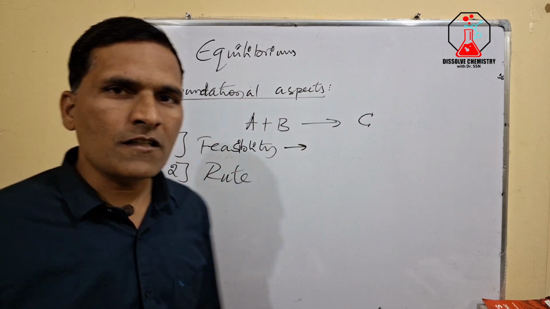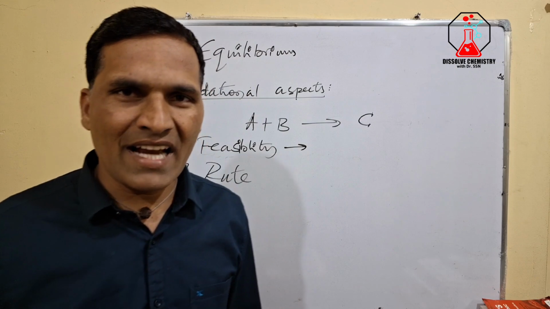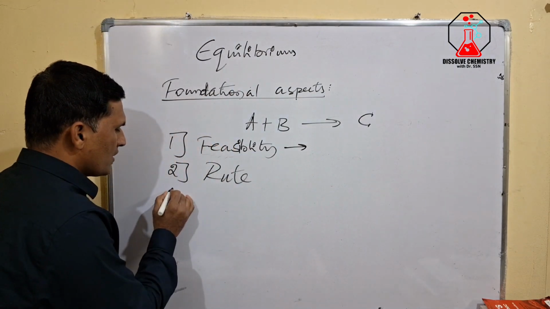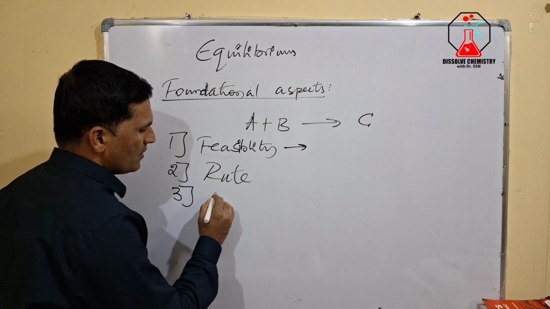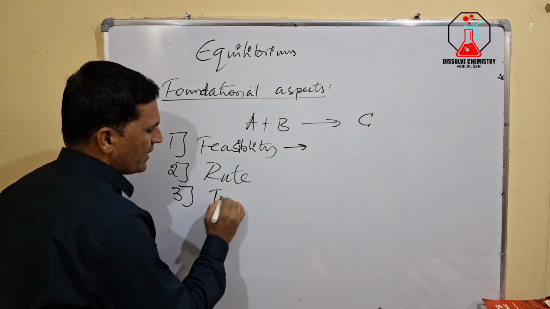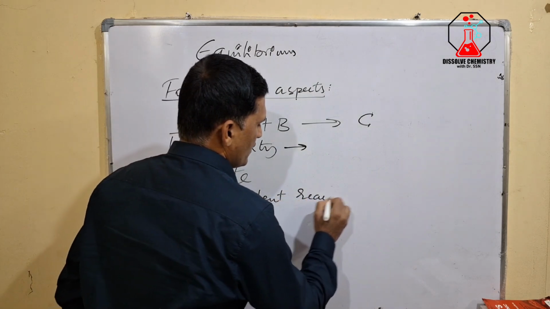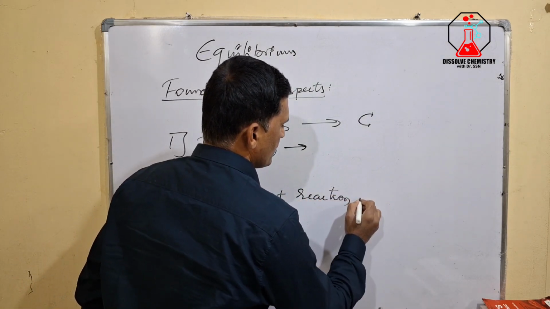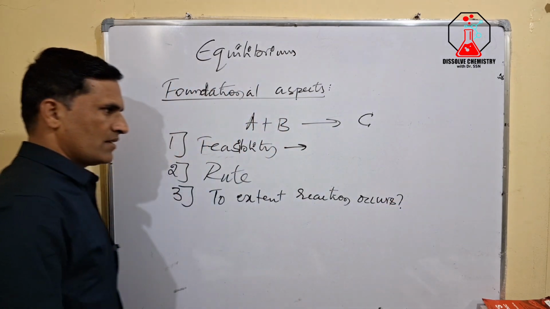And the third concern that we have to address prior to planning a reaction is whether the given reaction goes to completion or not, or to what extent the reaction occurs. That is the third concern which we are supposed to answer.